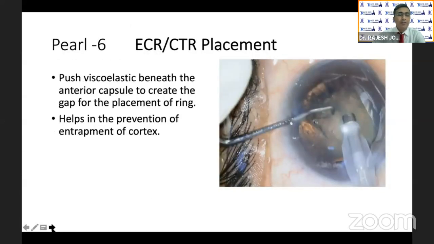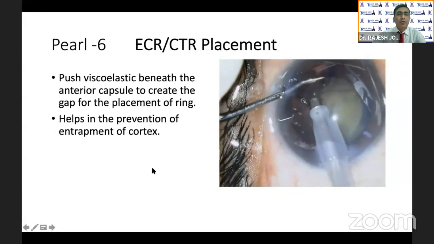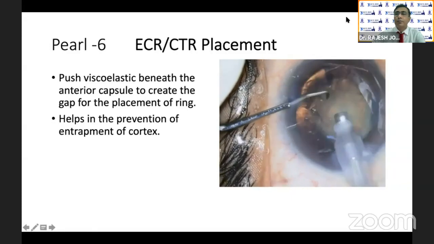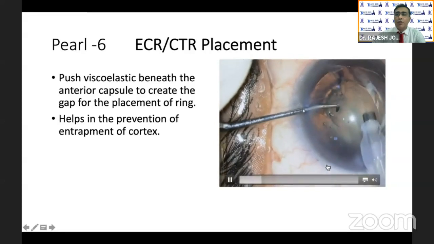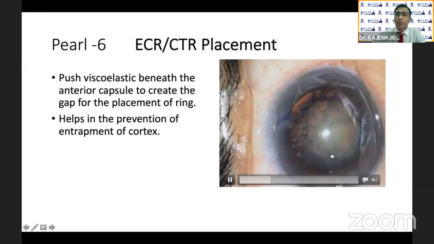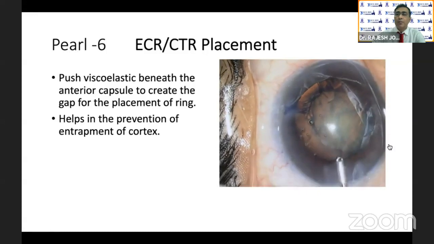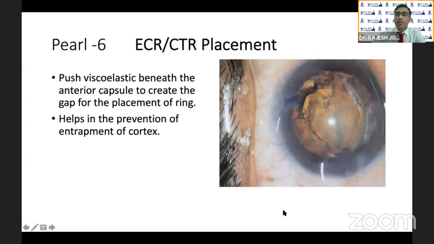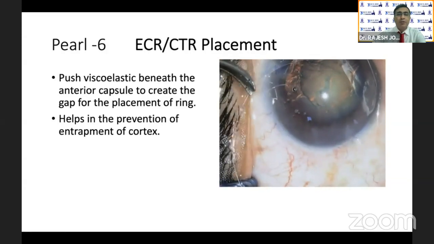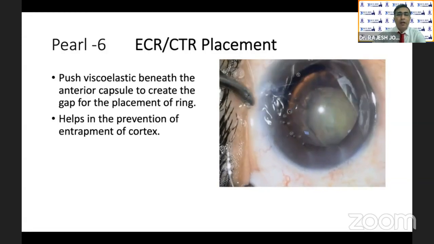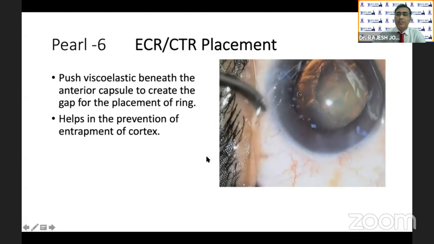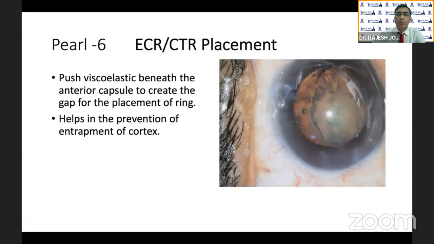Now, how do we place the endocapsular ring? Once you have aspirated the loose cortex either with the help of the FICO probe or with the help of bimanual irrigation aspiration, place the viscoelastic so that there is a space between the anterior capsular ring and the nucleus. And you can either place it single-handedly or with the help of two hands.